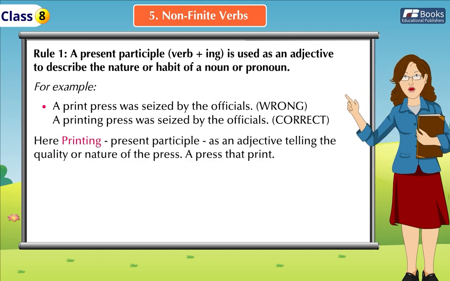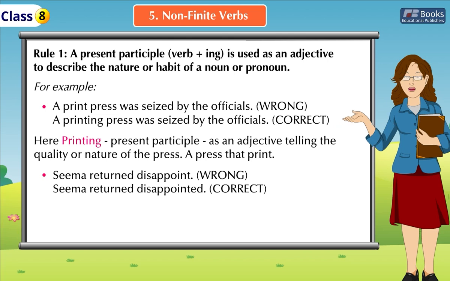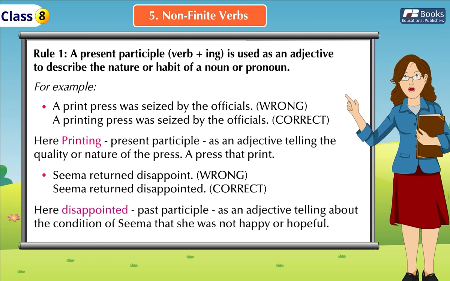Here, printing, a present participle, is used as an adjective telling the quality or nature of the press, a press that prints. Seema returned disappointing. Wrong. Seema returned disappointed. Correct. Here, disappointed, a past participle, is used as an adjective telling about the condition of Seema, that she was not happy or hopeful.